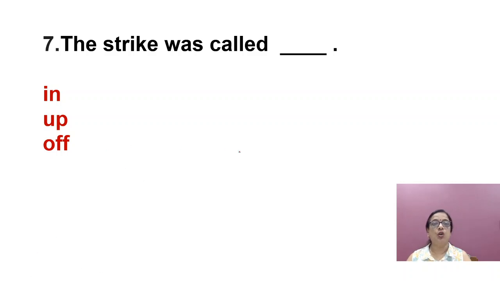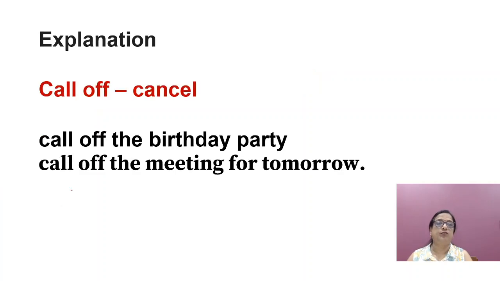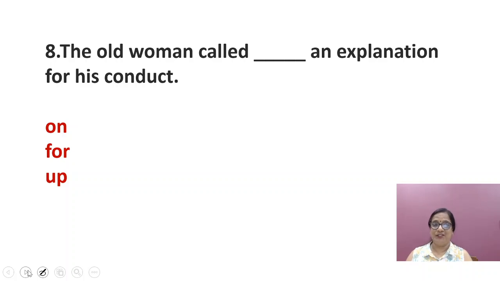The strike was called in, up, off. What will be the option? The correct answer is: the strike was called off. What is the meaning of the phrasal verb call off? Call off means cancel. Call off the birthday party, that is, cancel the birthday party. Call off the meeting for tomorrow, that is, cancel the meeting. Here you learn so many phrasal verbs.